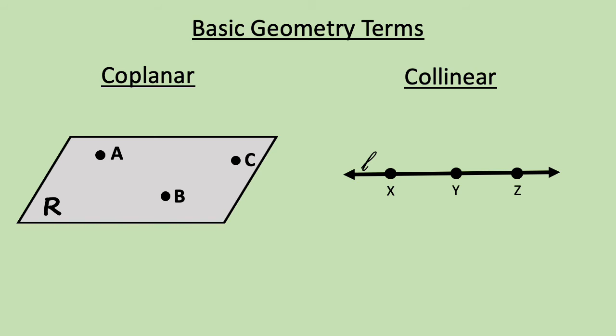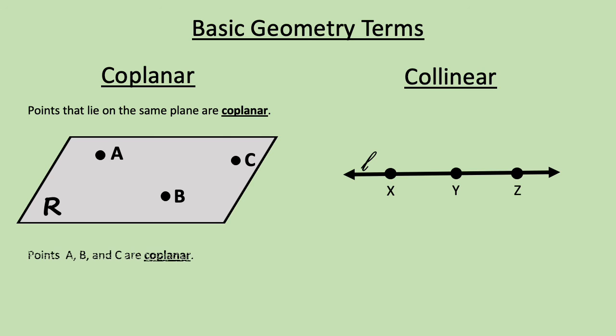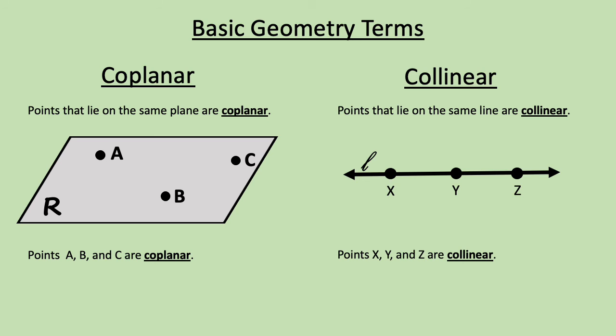Coplanar and collinear. Let's first take a look at coplanar. Points that lie on the same plane are coplanar. In this figure, points A, B, and C are coplanar. For collinear, points that lie on the same line are collinear. So in this example, points X, Y, and Z are collinear because they're all on the same line.